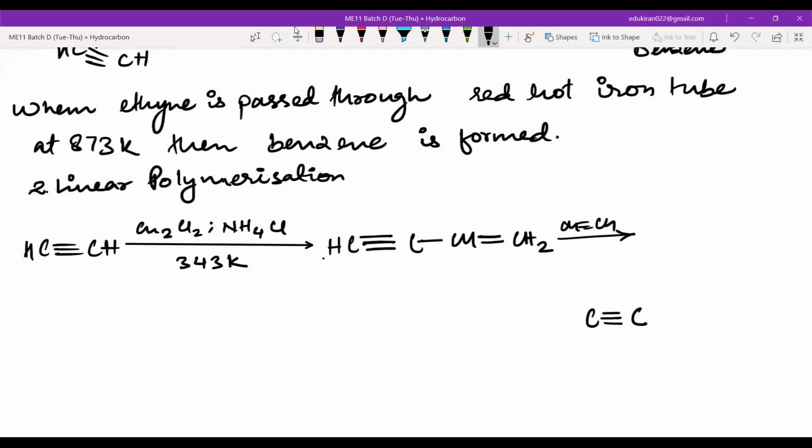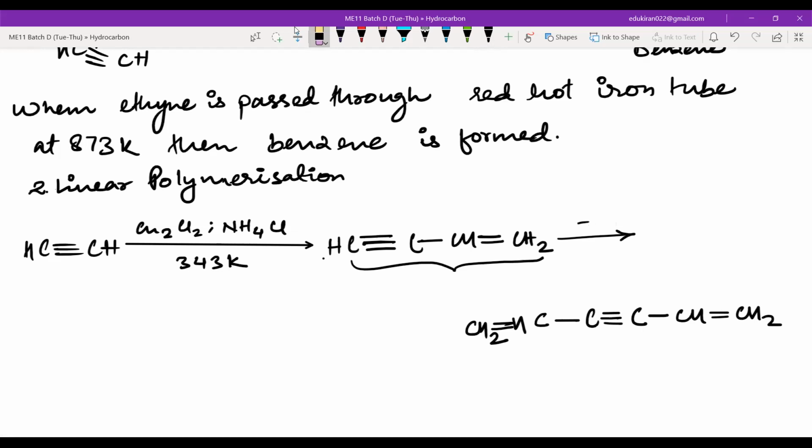So you will write the C triple bond C as the same C triple bond C. This fragment will be same from here to here. And then you will be having CH double bond CH2. The same type of molecule you will be having in this carbon also, CH double bond CH2. Now, as soon as you keep adding more and more ethyne molecules, you will be getting larger and larger polymer. CH triple bond CH. Now this condition is same here also: Cu2Cl2 and NH4Cl at 343 Kelvin.